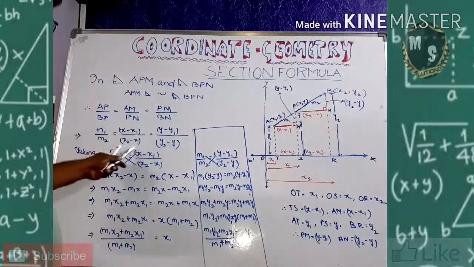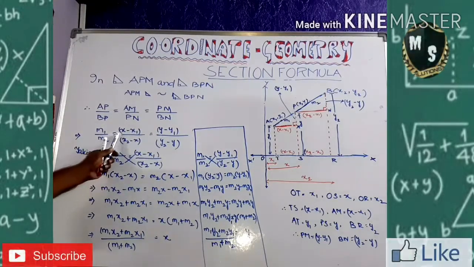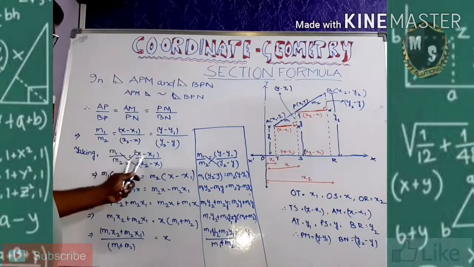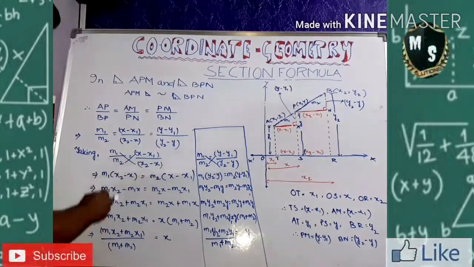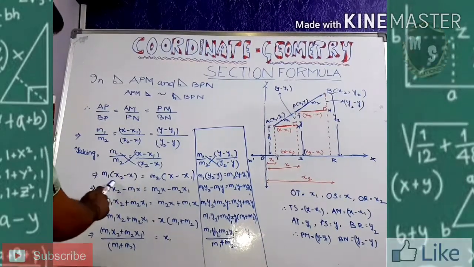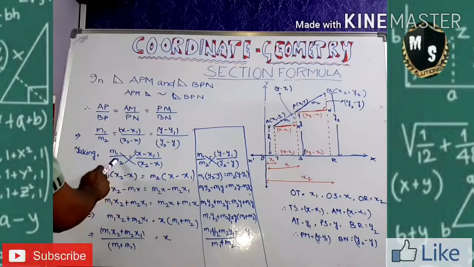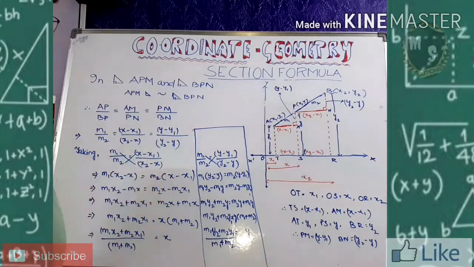So how did I do it? I took the x coordinate separately, taking m1 by m2 is equal to x minus x1 by x2 minus x. Now I go for cross multiplication. What is the cross multiplication? m1 into x2 minus x, written here, is equal to m2 into x minus x1.